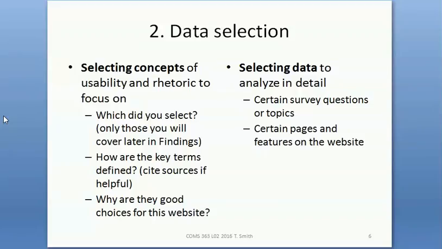So simply say we chose particular survey questions because they related to these topics, and you don't have to get into the detail, just say we selected according to these criteria, and we selected pages and features according to those criteria. And you don't have to list everything that you've selected as data. Just talk about the process of selection or the criteria of selection when it comes to your data set of the website and the survey.